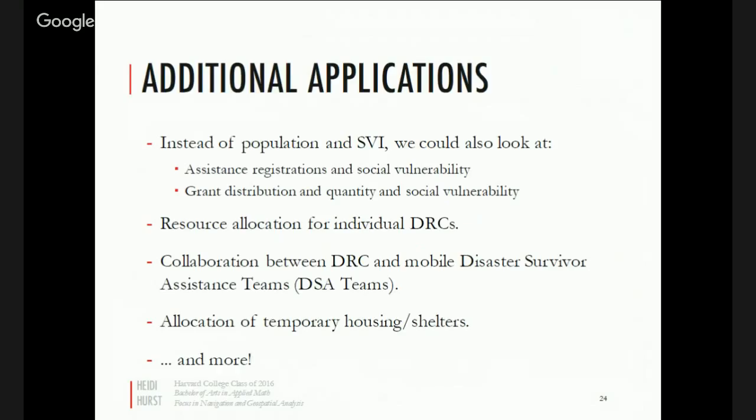So a couple additional applications of this, you could look at a number of different variables. And I want to stress again, I picked DRCs and social vulnerability out of convenience and personal interest. There are a number of different ways you could use this same framework. So for example, FEMA gives out individual assistance grants for folks for anything from, like I said before, funeral costs to fixing the roof, and you can look at how those are distributed. So instead of using landscape population data, you would look at assistance registrations or grant distributions.